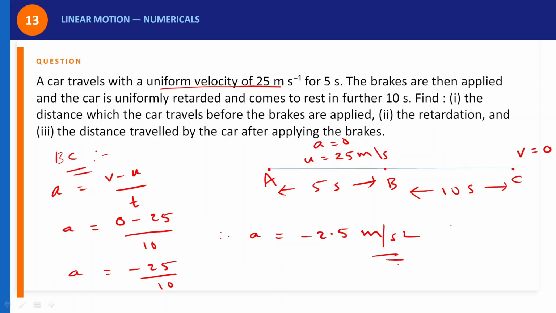So till now we found the distance between A to B and B to C, uniform acceleration. So 3 we found.